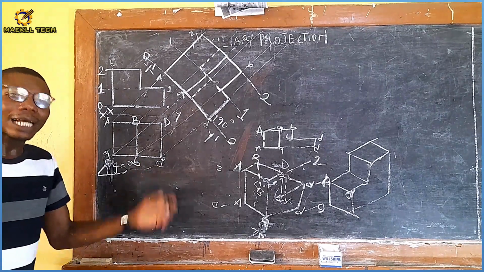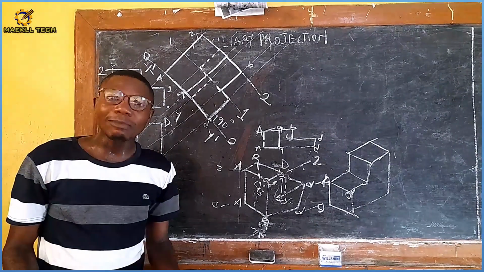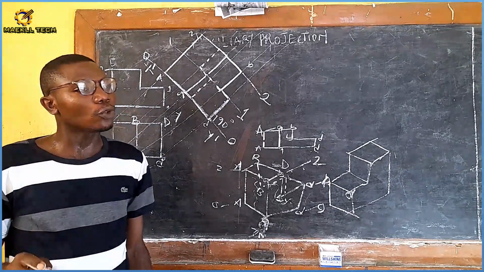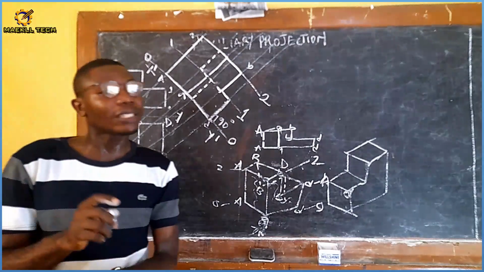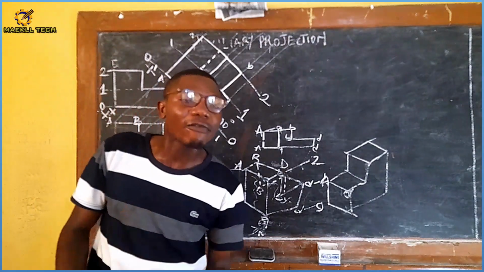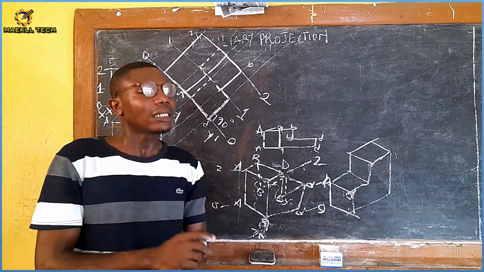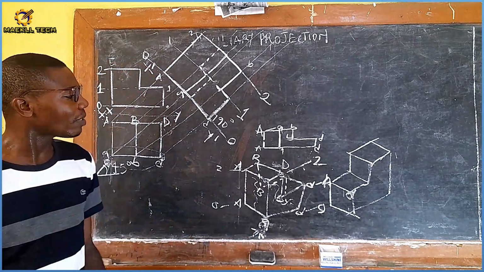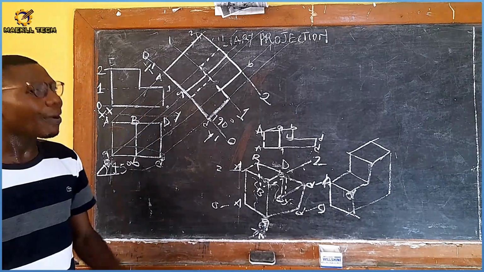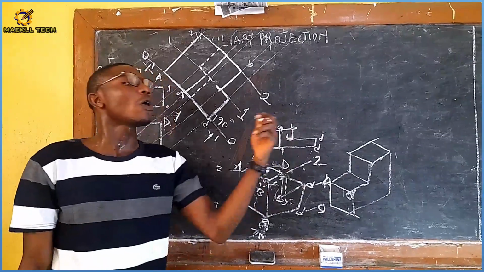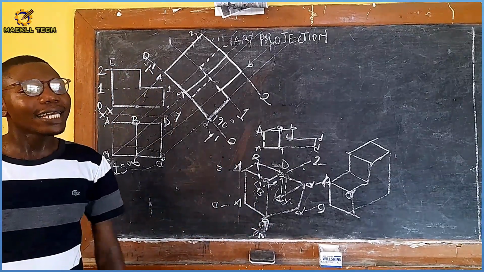So that is it. If I am too fast, adjust the play speed to what actually works best for you. You can adjust to maybe 0.5 or 0.75 play speed, so that you can grasp the concept of what I was explaining. So I'm going to end part 1 here. Kindly be on the lookout for part 2 of this auxiliary elevation.